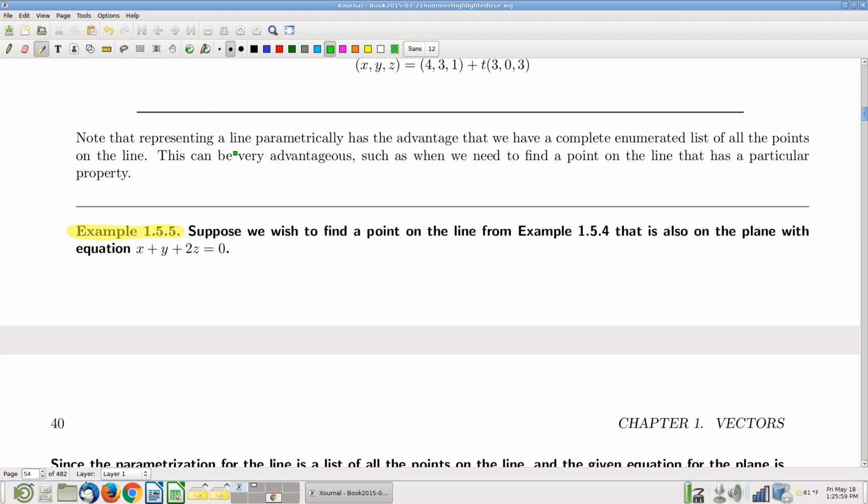Okay, this is a cool example here, 155. We're short on time, so I'm going to let you all read that one on your own, but definitely give it a look, 155.